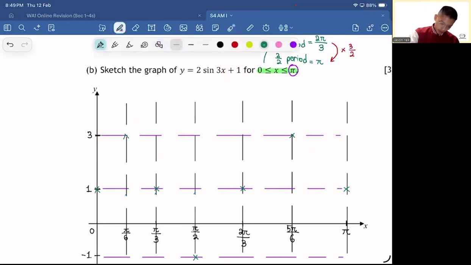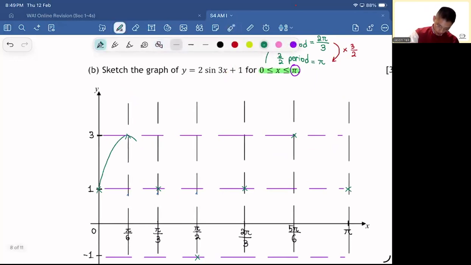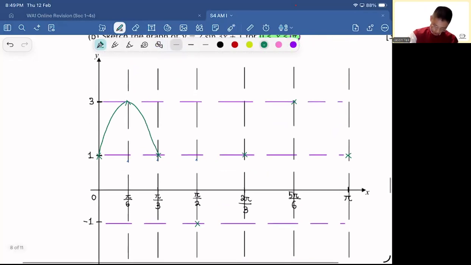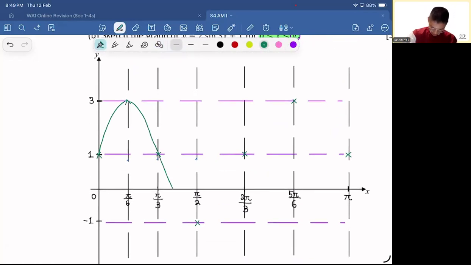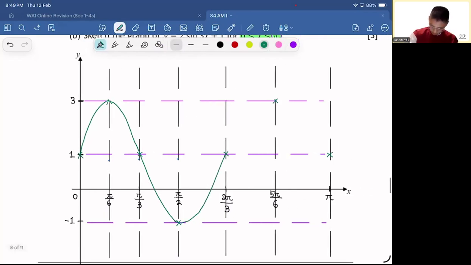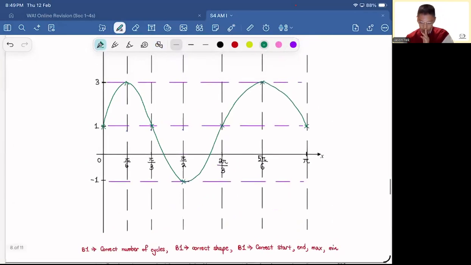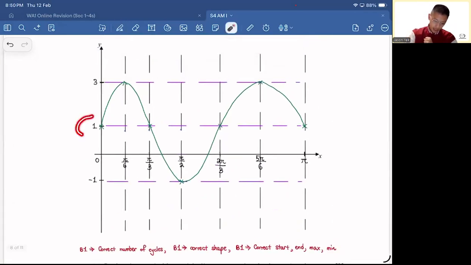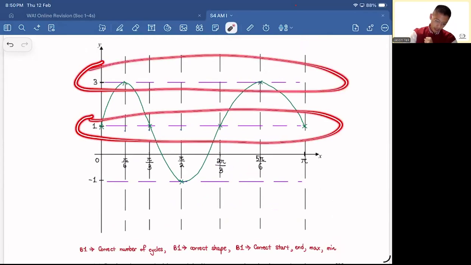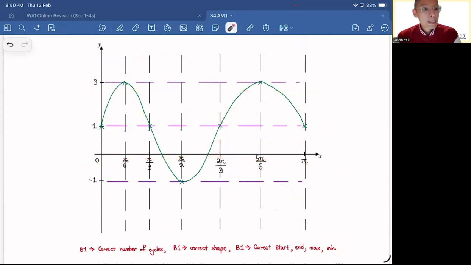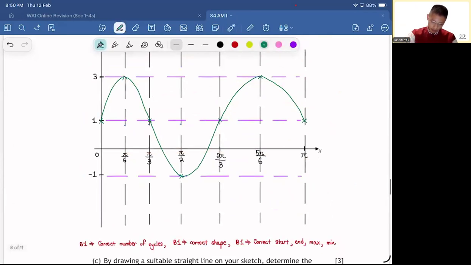Okay, so back to this question. I'm just going to sketch. Just trace. This one is really just note how you trace properly. Over here, and down. How do they look at the marks? If you look down, correct number of cycles, correct shape, correct critical stuff. So this one, top and bottom, must be correct. Of course, I'm not too sure how particular teachers are. Remember to label your graphs.